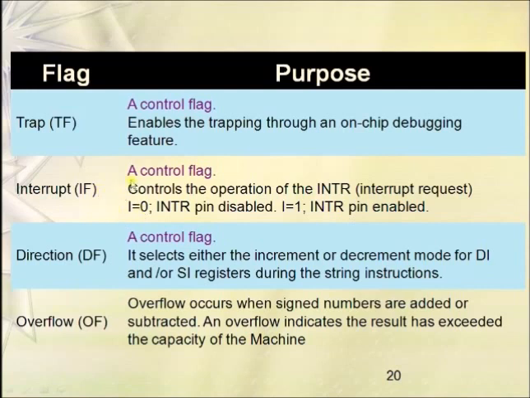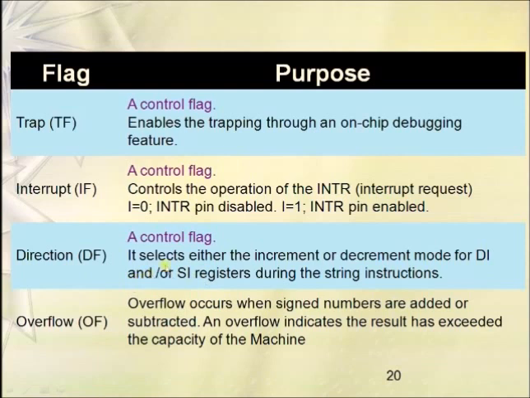Okay, so if this particular bit is 1, then all the interrupts which are coming through this INTR pin are enabled. If this is 0, it means all the interrupts are disabled. Now we have the direction flag. This is the last control flag.